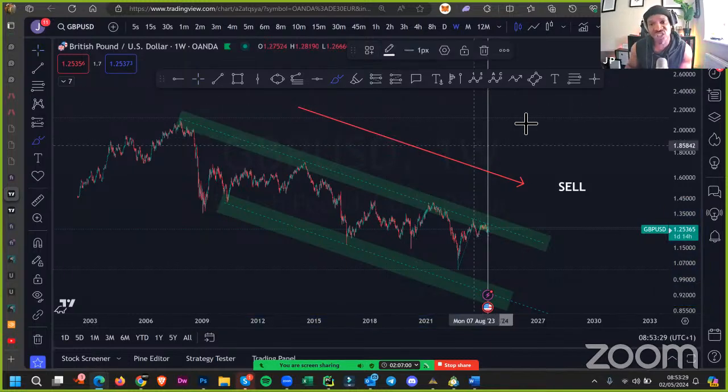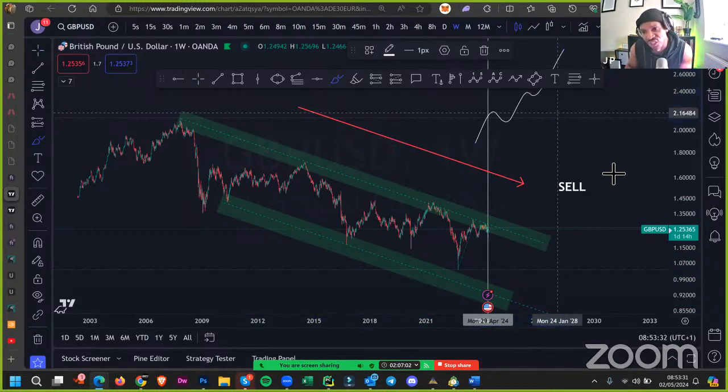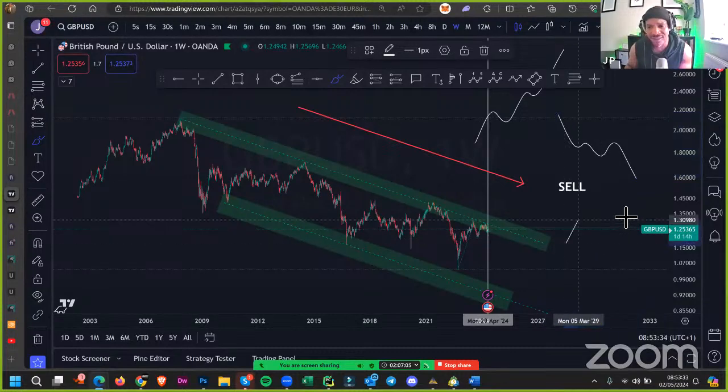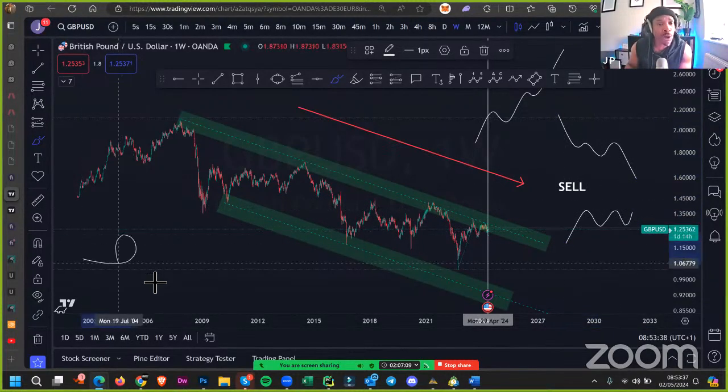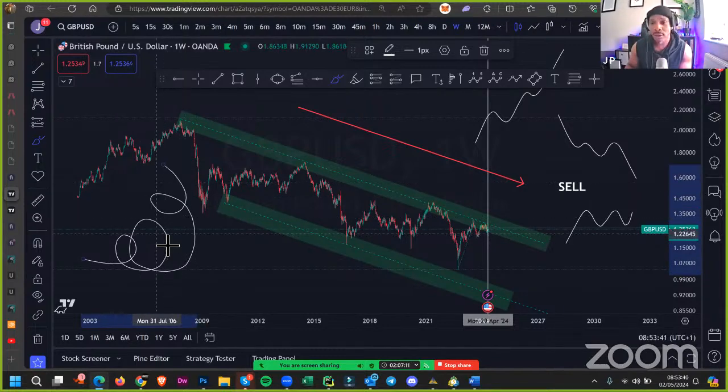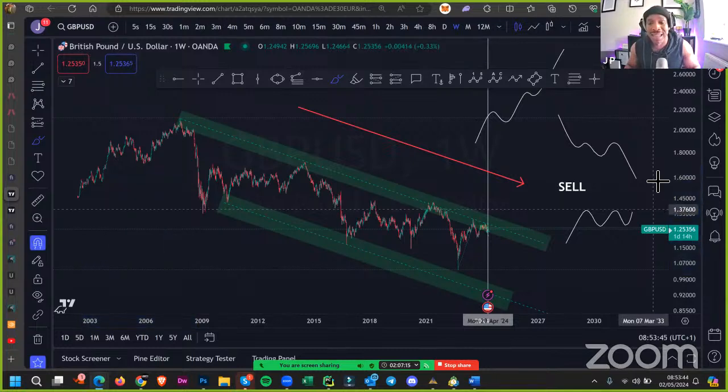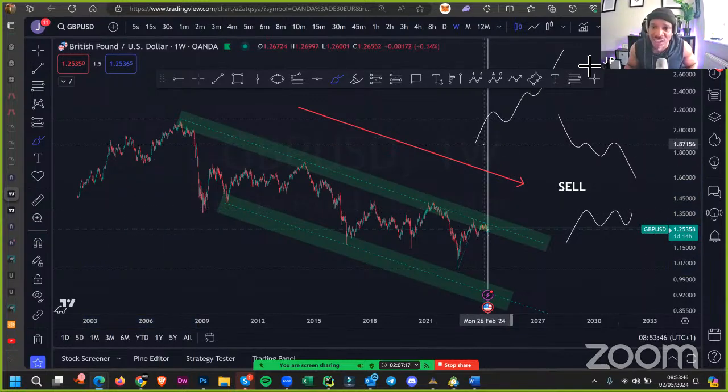These markets only do one of three things. They go bullish, they go bearish, or they go sideways. That's the only three things they do. You're never going to catch a market that's doing a loop the loop. It only does one of these three things, bullish, bearish, or sideways. And every time it does that, a range is created.